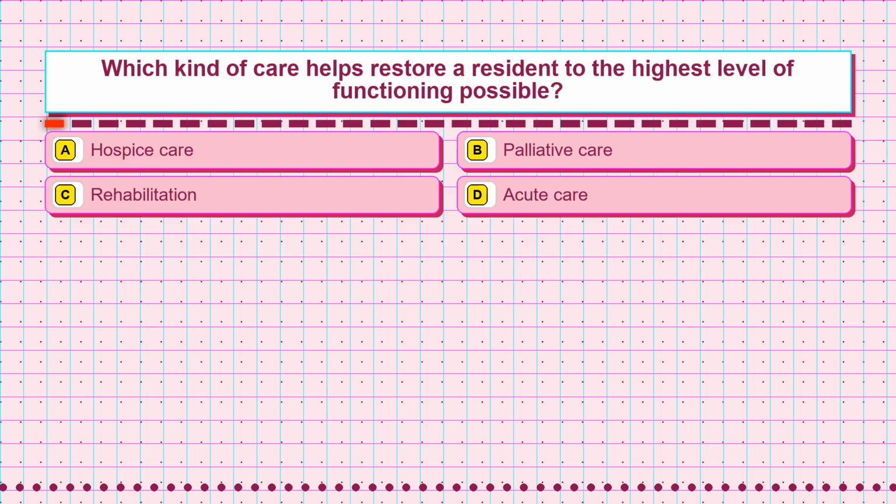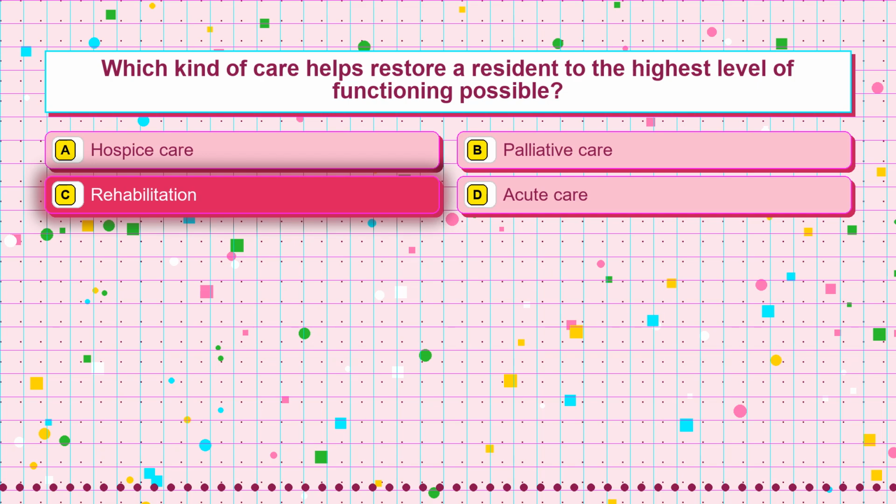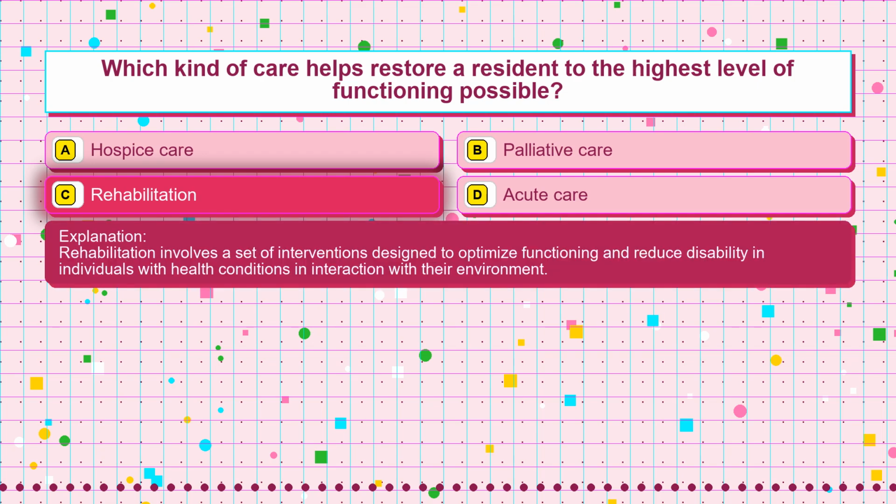Question 49. Which kind of care helps restore a resident to the highest level of functioning possible? Option A, hospice care. Option B, palliative care. Option C, rehabilitation. Option D, acute care. The correct answer is option C, rehabilitation. Rehabilitation involves a set of interventions designed to optimize functioning and reduce disability in individuals with health conditions and interaction with their environment.